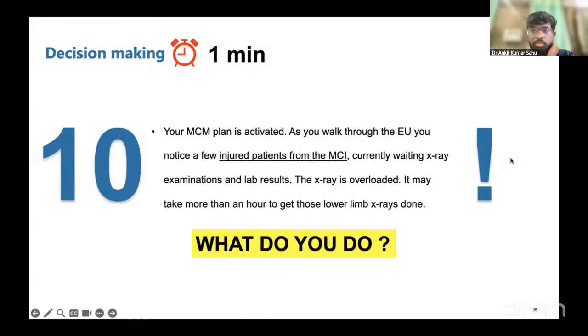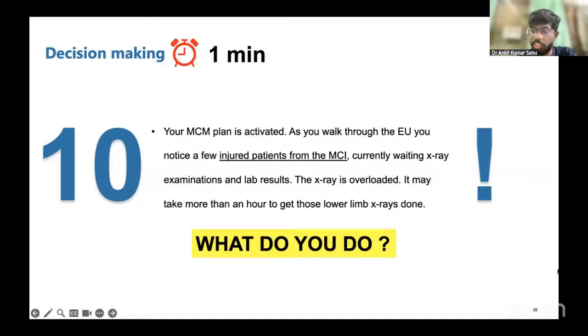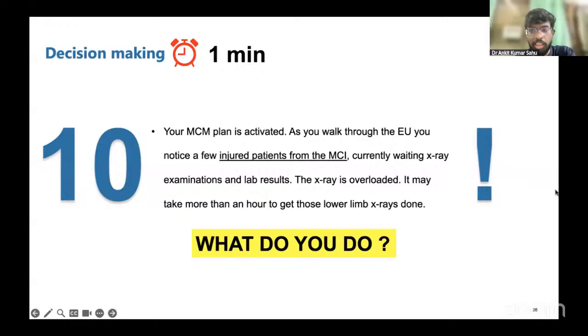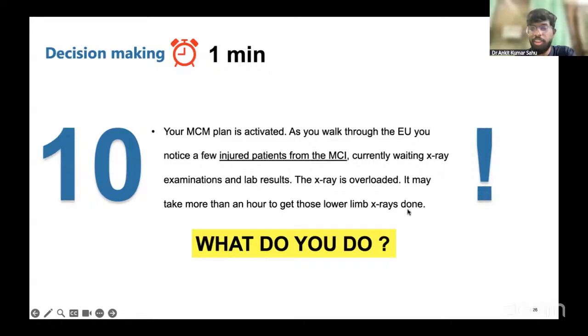What are you going to do? Anyone? Shalini ma'am, if you want to answer this question. Just think that you are the incident commander. What are you going to do? Anyone? I'll be happy if anyone answers this.